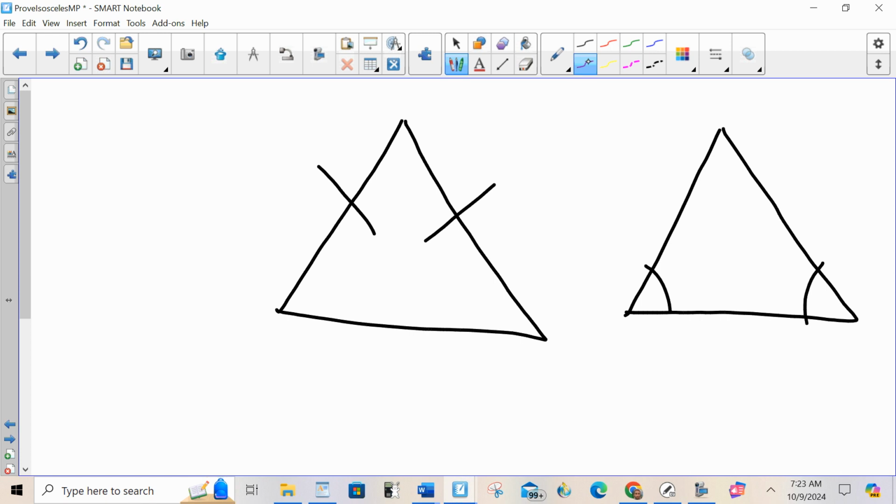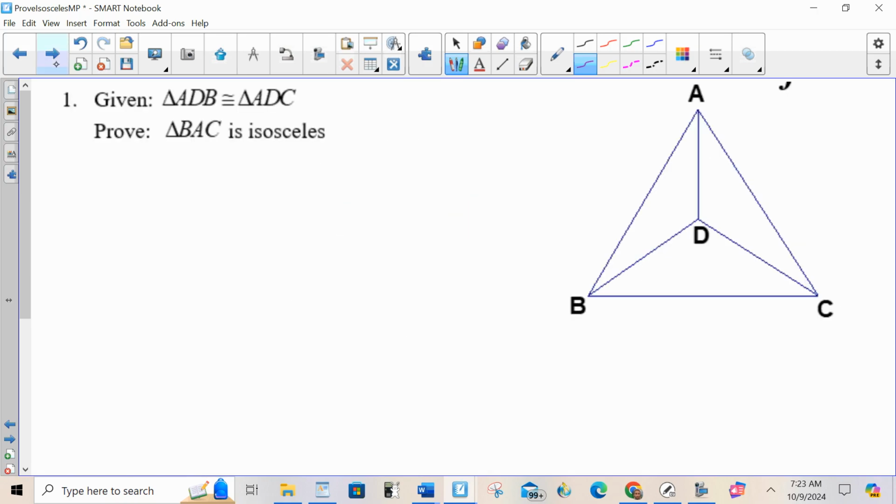So my goal in order to prove a triangle is isosceles is to either have two congruent sides or two congruent angles. To get those two congruent sides or two congruent angles, I'm going to have to use CPCTC after the triangles are congruent. Remember, we're always proving triangles are congruent first. Once we prove they're congruent, then we can do what we need to do.